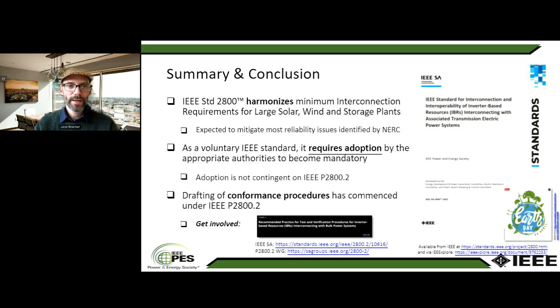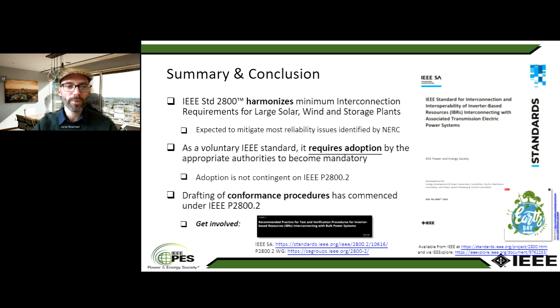So in summary and conclusion, IEEE 2800 harmonizes minimum interconnection requirements for large solar, wind, and storage, including those that are connected, for example, offshore behind VSC HVDC lines. It is expected by many stakeholders to mitigate most of the reliability issues that were identified by the NERC reports and guidelines. Now, as a voluntary IEEE standard, it does require adoption by the appropriate authority before it becomes mandatory. That adoption can commence even before 2800.2 is completed and published.